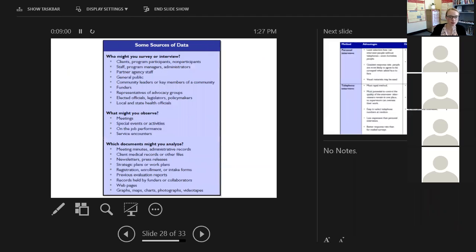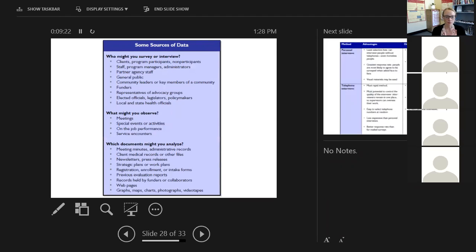And this was just a nice little table that summed up how you can get all this data, all the different aspects you can look at. You can look at interviewing the clients, the staff, the partners, the general public, the community, the funders, endless aspects, and the more comprehensive this is, the better the evaluation is.